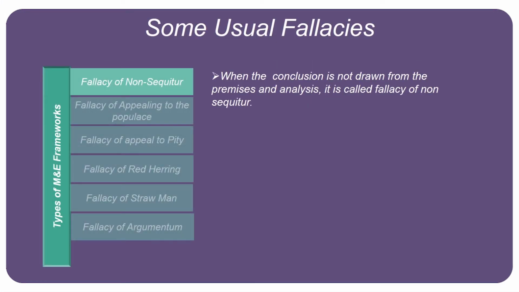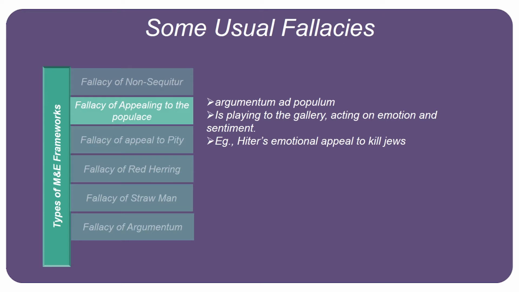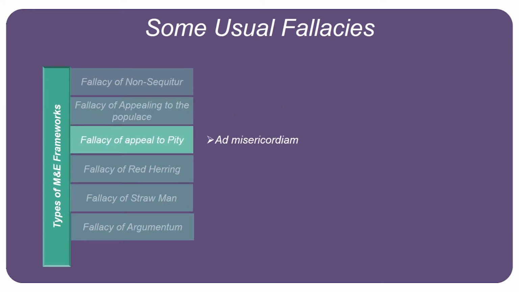Some usual fallacies are the fallacy of non sequitur. When a conclusion is not drawn from the premises or the analysis, it is called the fallacy of non sequitur. Second is the fallacy of appealing to the populace, called in Latin argumentum ad populum, which is playing to the gallery, acting on emotions and sentiments. For example, Hitler's emotional appeal to kill the Jews. Another type is the fallacy of appeal to pity, or ad misericordiam.